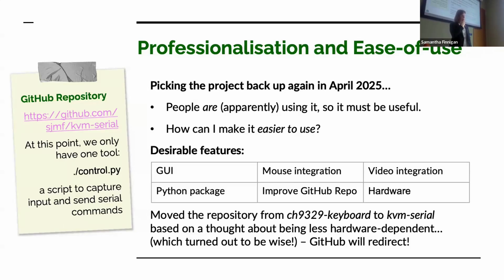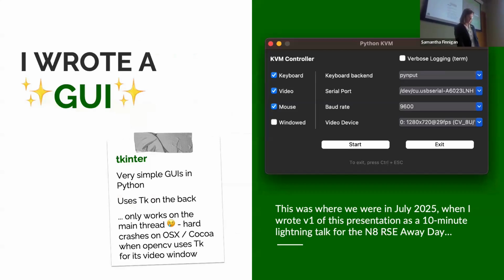So I was at that point. I moved the GitHub repository from the CH9329 keyboard to KVM-serial because I thought it'd be nice to support some other hardware as well, and that turned out to be wise. But when you move a repository, GitHub just redirects. It's quite happy to redirect from your old one to your new one.